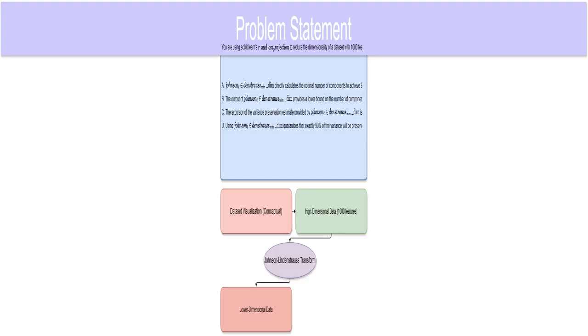I see that you're asking about whether the Johnson-Lindenstrauss function directly finds the perfect number of components to keep 90% of the data's variance. The answer is no. This function actually gives us a lower bound, a minimum number. It doesn't guarantee the absolute best number. It's like saying, to reach the top of the mountain, you need at least this many steps, not telling you exactly how many steps you will take to the summit. It's a starting point, not the ultimate solution.